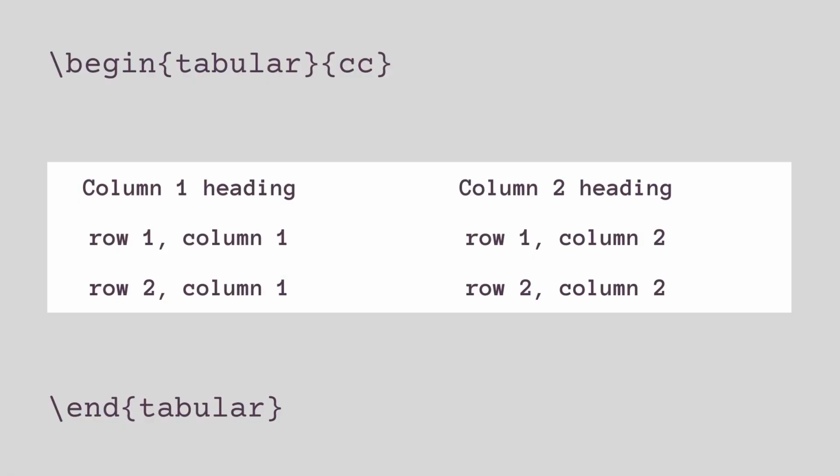Well, for each row, you separate your data into columns using the ampersand symbol. The number of columns has to match with the number of columns you told the compiler there should be, up here in these squiggly brackets. Then, at the end of the row, you put a double \, and that tells the compiler, go to the next row.